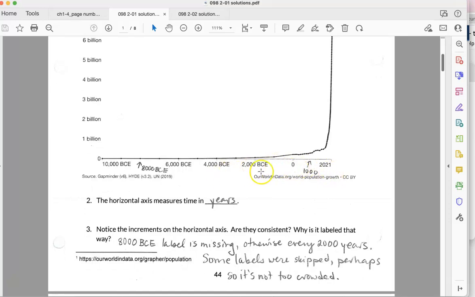So they took a few liberties to deviate from the conventional approach, but I can understand that here it might have just been a little too crowded, and they also wanted to point out that this is where the data stops.